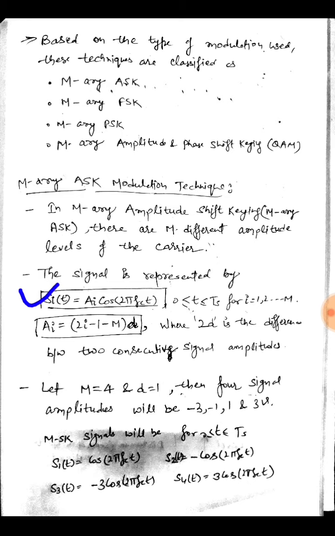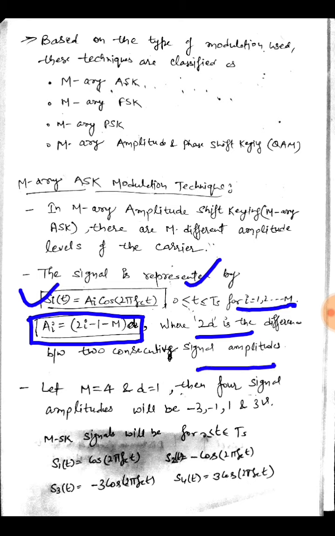So fc, that is the carrier frequency, would remain constant, but the amplitude would change for i equal to 1 to M, and the time ranges from 0 to Ts, that is the symbol duration. The amplitude for 4 different carriers, if it is a 4 level modulation technique, will be A_i = (2i - 1 - M) d, where 2d is the difference between two consecutive signal amplitudes.